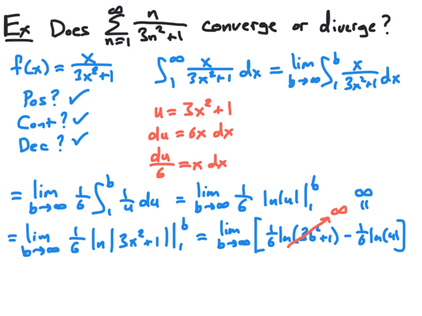And so here we have a divergent improper integral that corresponds to our series. And so our conclusion is that the sum n equal 1 to infinity of n over 3n squared plus 1 will diverge by the integral test.